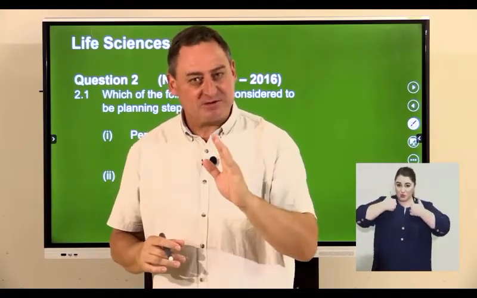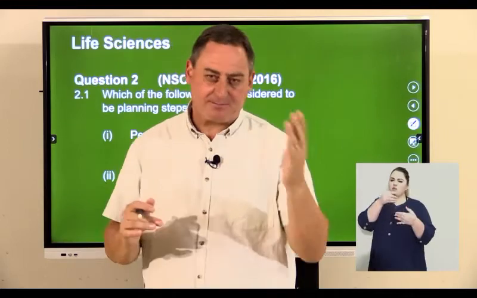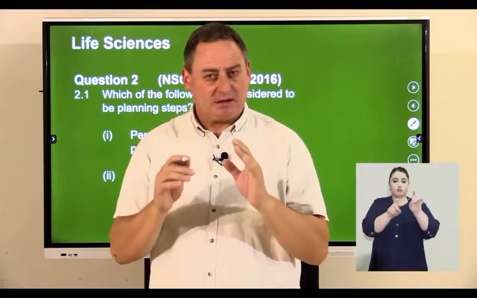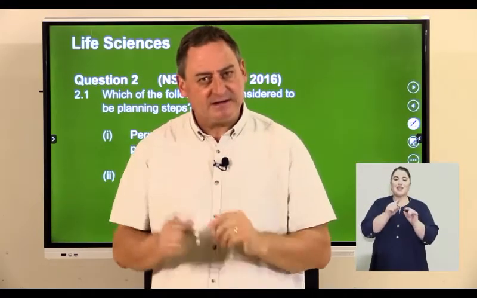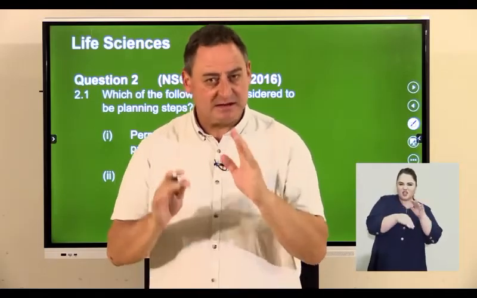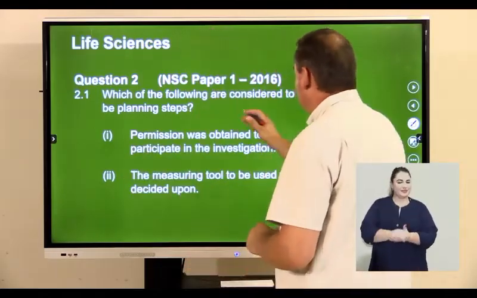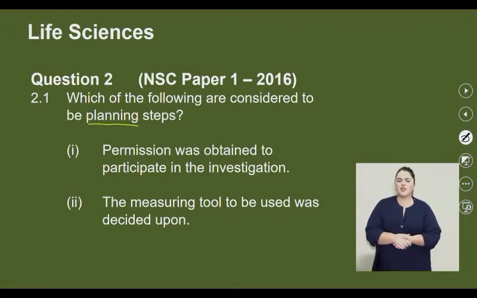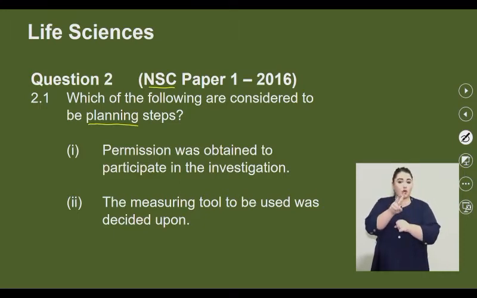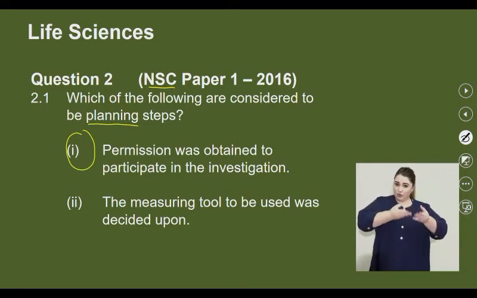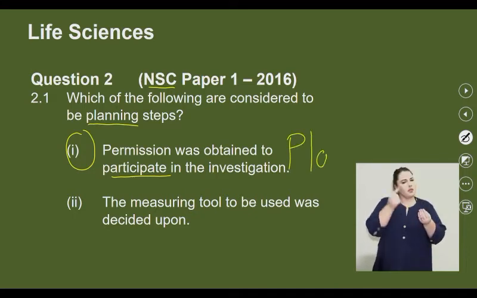Now, this question appeared in a previous paper. It was actually part of a multiple choice question. And the question is all about, can you identify the planning steps here? Let's see. Which of the following are considered to be planning steps? Now, this was found in the National Senior Certificate paper in the year 2016. Read the first one. Do you think this is a planning step? Permission was obtained to participate in the investigation. I think this is planning.